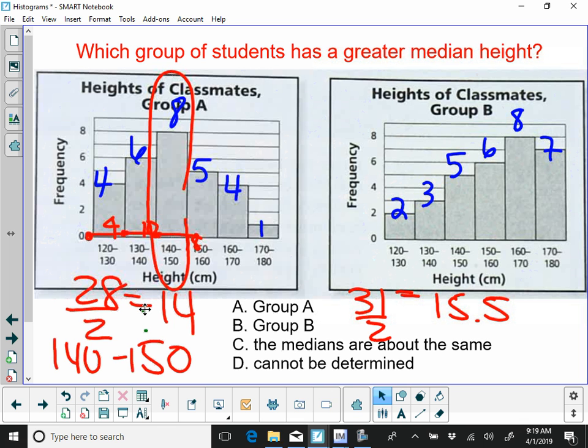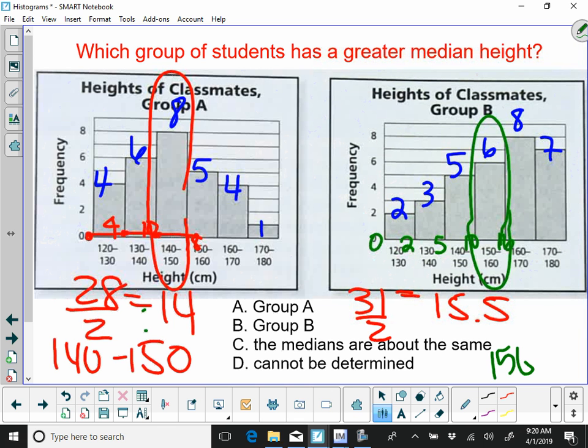So we're again going to start at 0. This would be 2, right? How many is it to here? 5, 10, 16. So 15.5 is somewhere in here, right? So that's 150 to 160.